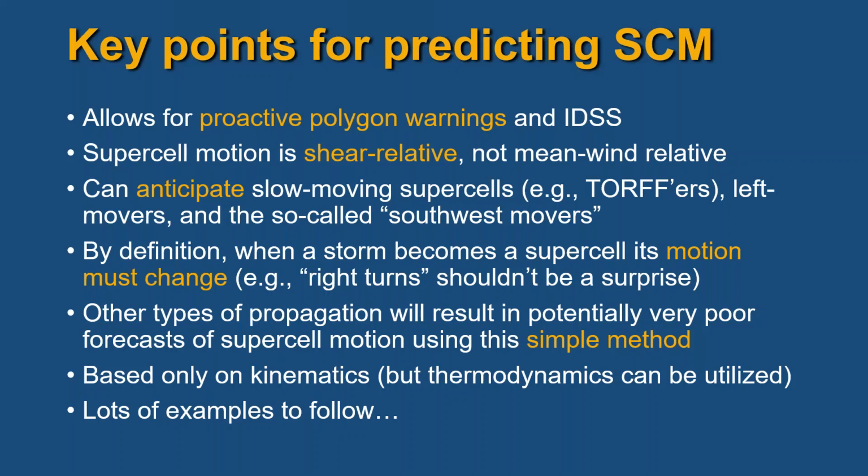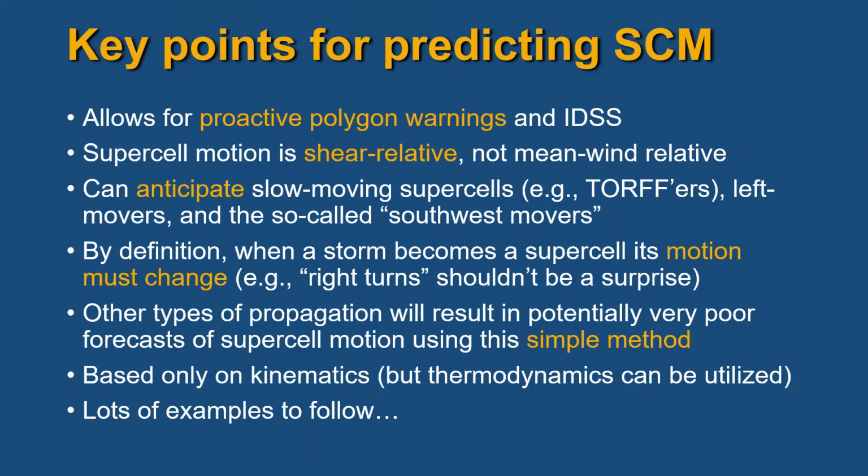And if you can try to figure out, okay, is this becoming a supercell? If it does, it's not going to keep moving east towards Rapid City. It's going to move southeast, and it's going to hit all the campers down by Hart Ranch. So there you go. Another key point is that supercell motion is shear relative. It's not mean wind relative.